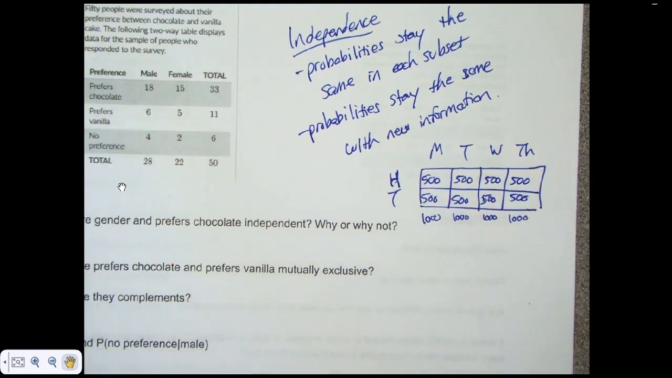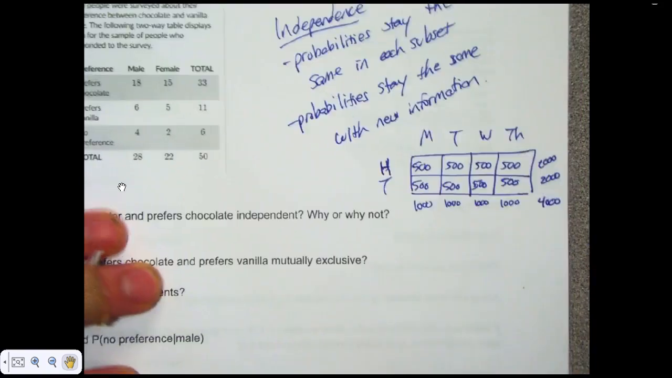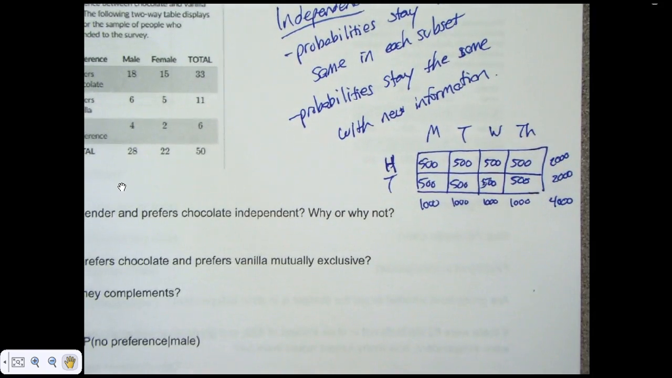So, overall, 2,000 heads, 2,000 tails, 4,000 flips. This makes more sense when you say it this way.